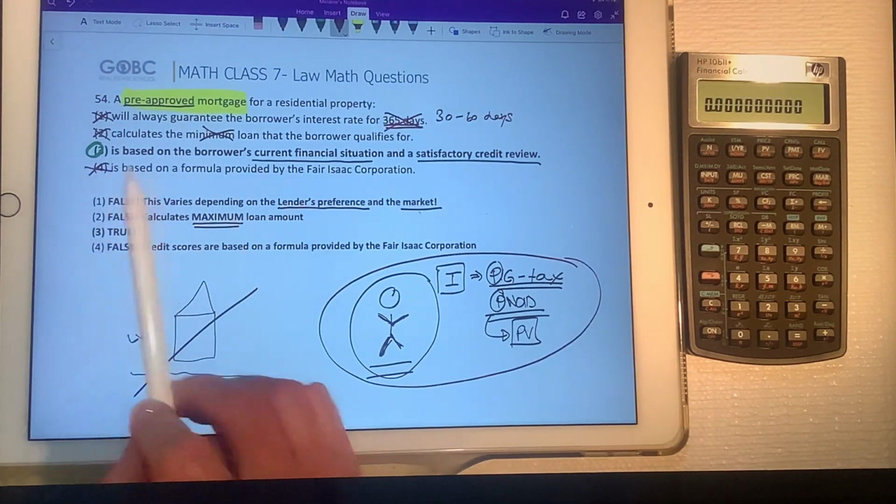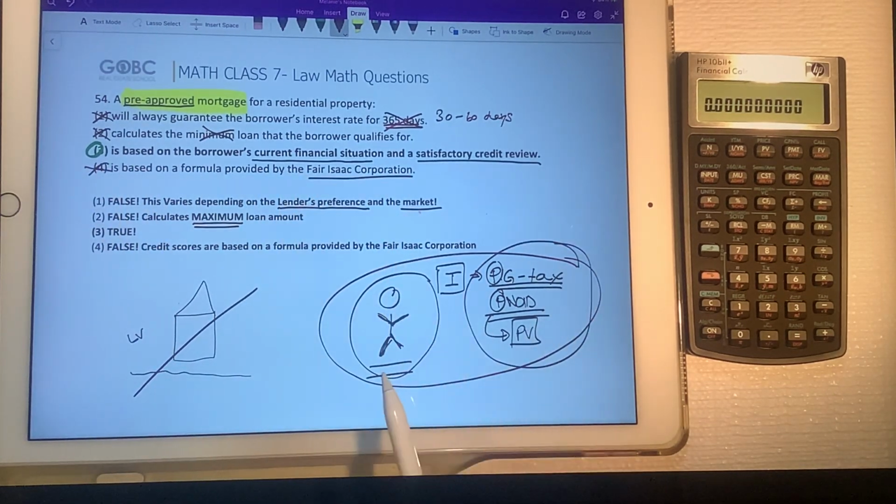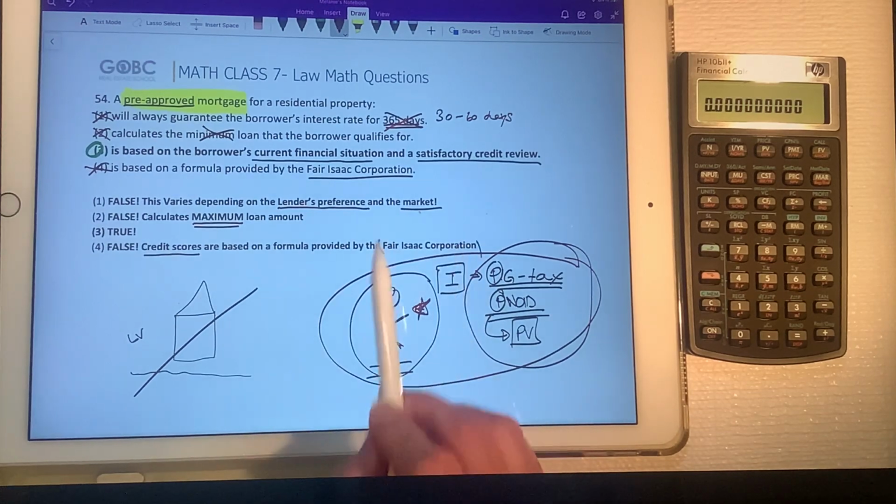And it's not based on a formula by the Fair Isaac Corporation. It's based on these formulas. So the PIG minus tax, the PNOID formula, that's what lets us know what's going on with this person. The Fair Isaac Corporation actually provides the formula for your credit scores. Which you guys don't calculate, so you don't need to worry about that, but that's what they're talking about when they reference that Fair Isaac Corporation.